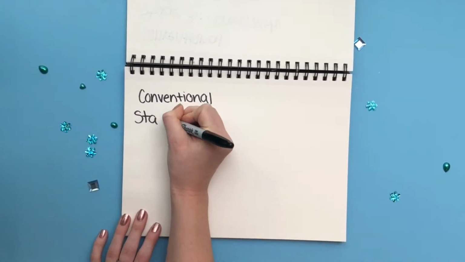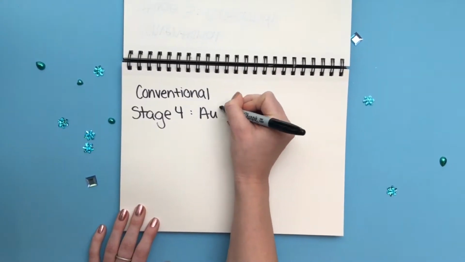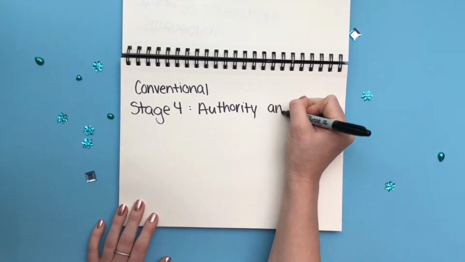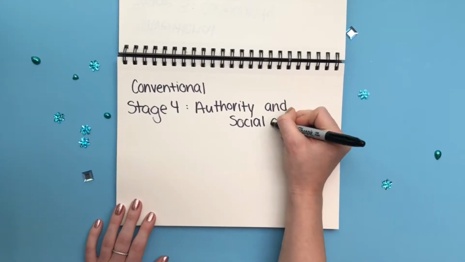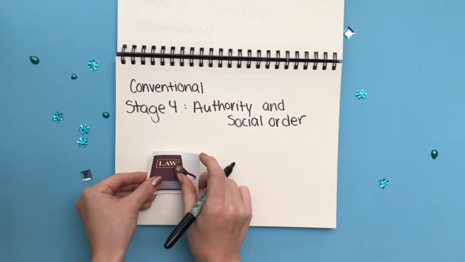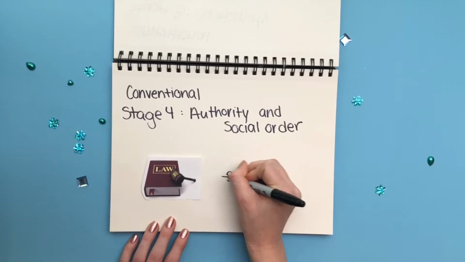Stage 4 at the conventional level focuses on social system morality. Here, adults believe that social rules, expectations, and laws exist to maintain order within a society. Stage 4 individuals might reason that Hines shouldn't steal the drug, even though his wife might die, because it is illegal and no one is above the law.